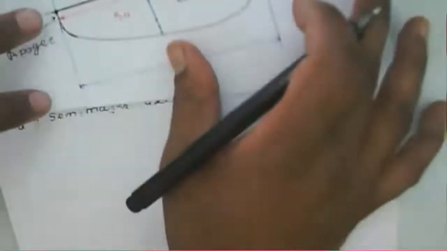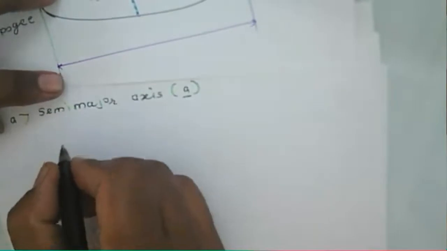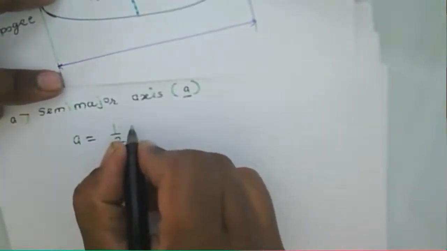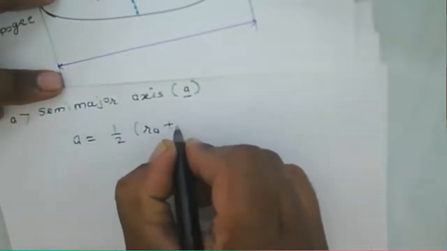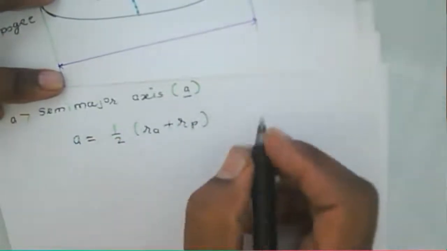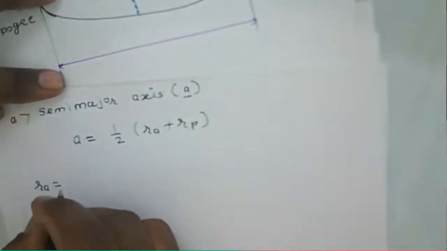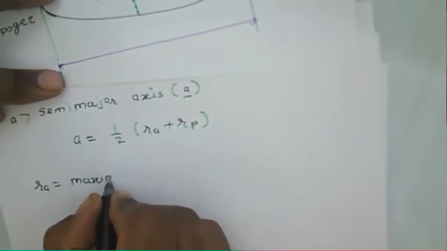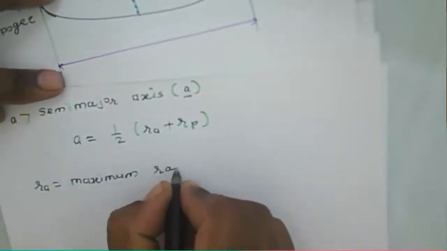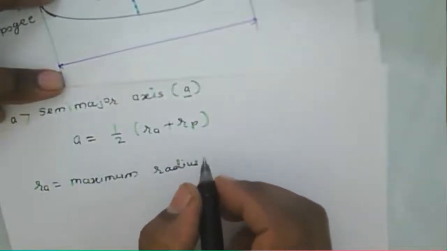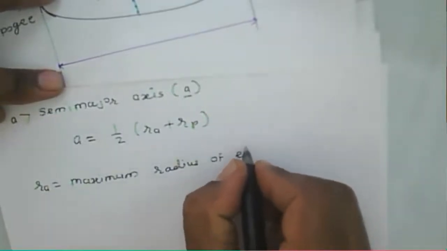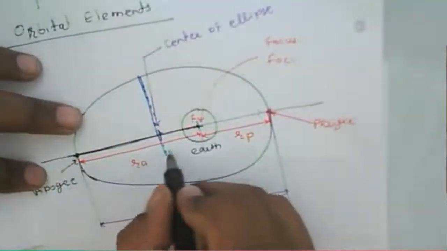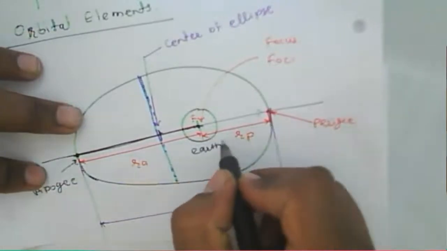That maximum radius point is called the apogee, and this one is the minimum radius from the center of the earth, which is called the perigee. So we can calculate that the semi-major axis a is, as we said earlier, Ra plus Rp. And earlier we said Ra is nothing but the maximum radius of the ellipse.